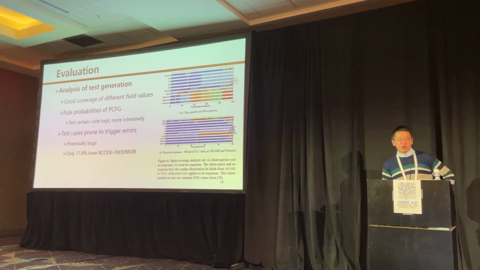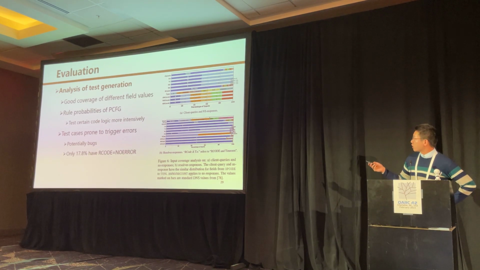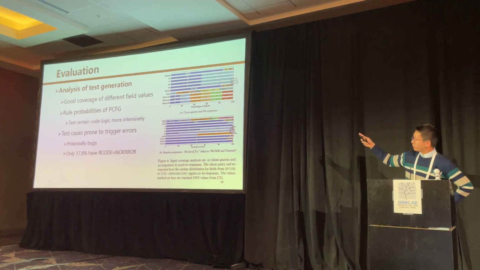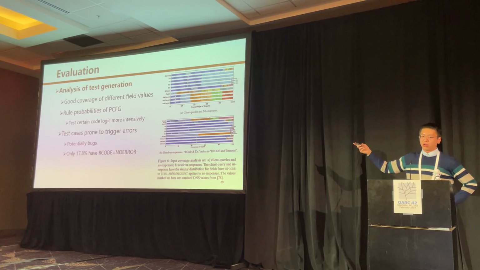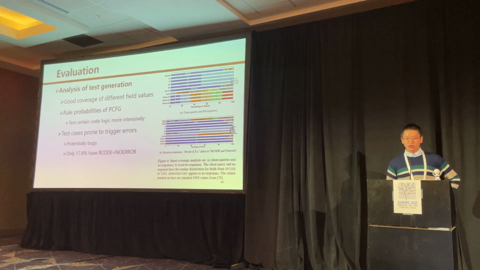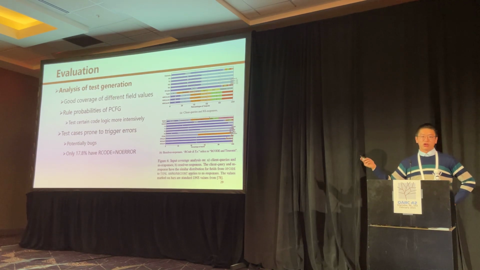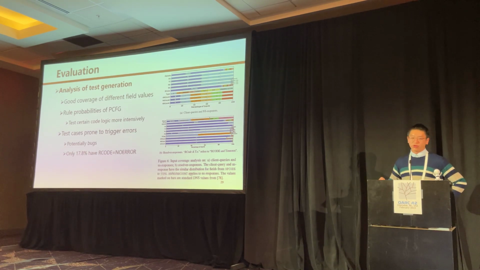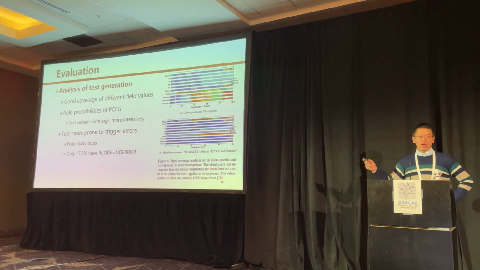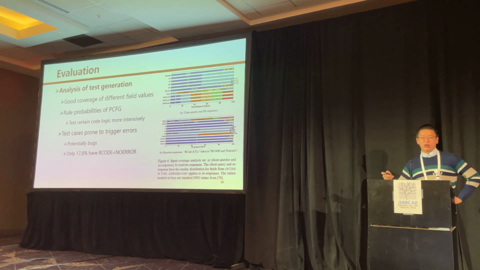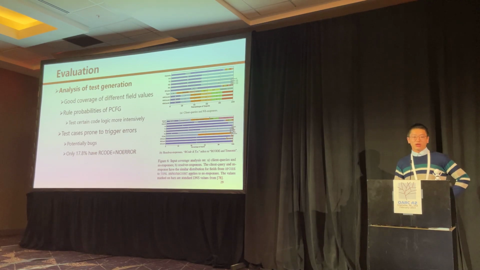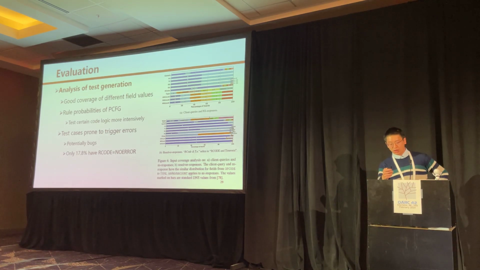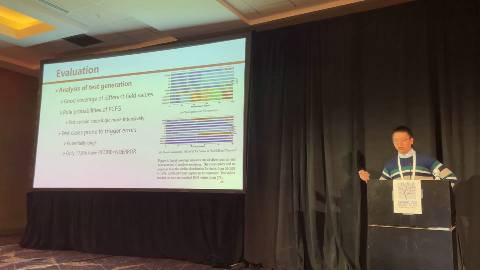And here is the evaluation of each field. This bar chart is an analysis of how many of these values are shown with respect to each field. We find we have a good coverage of different fields and values, and it is because we use different probabilities in the CFG. And the test case is prone to trigger errors, and potentially bugs. We found only 17.8% have a response code of non-error, which means we triggered a lot of malfunctions or even bugs during our testing.